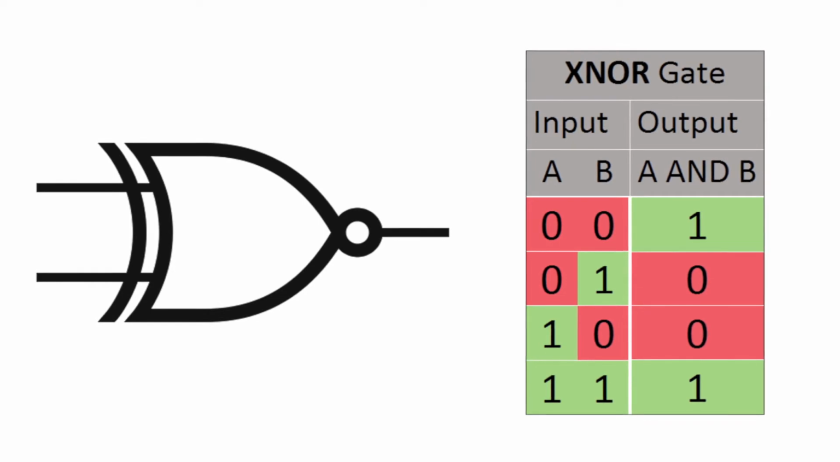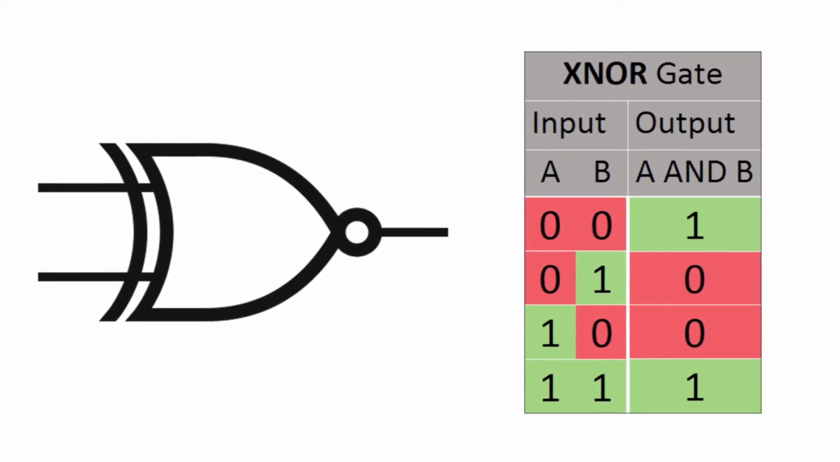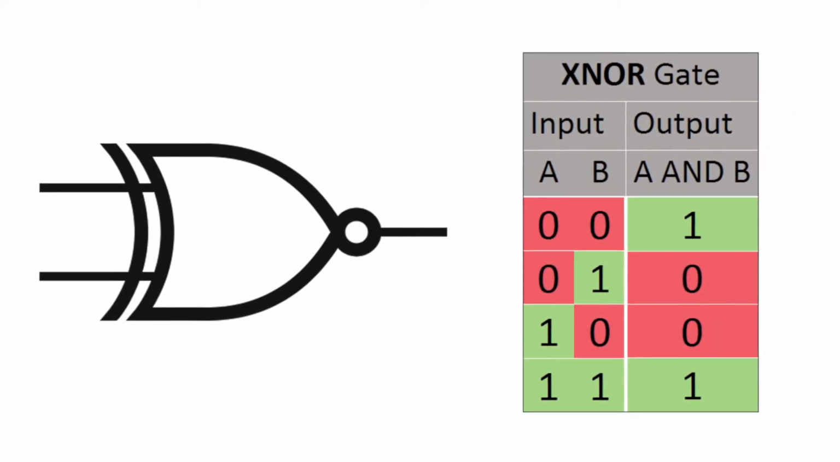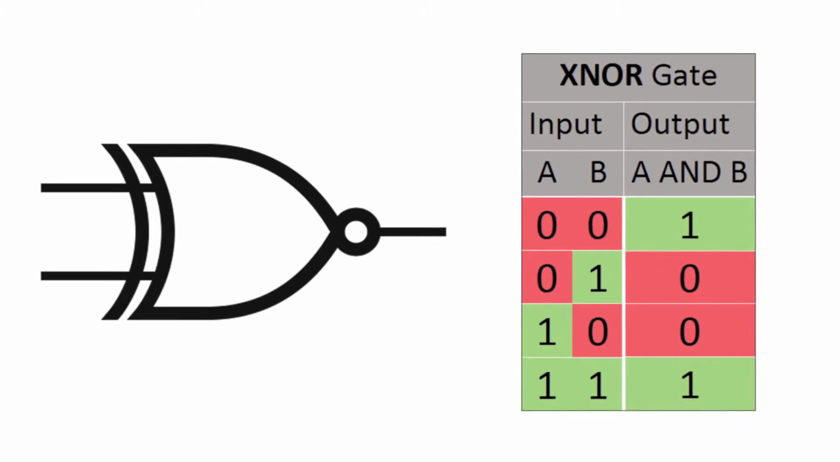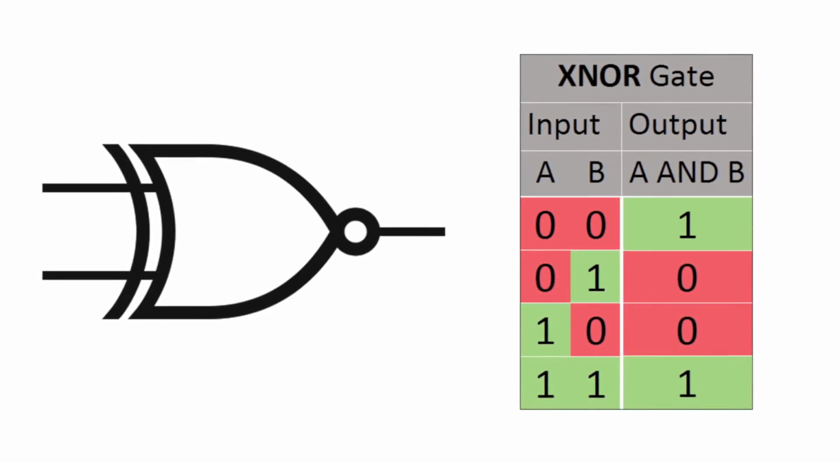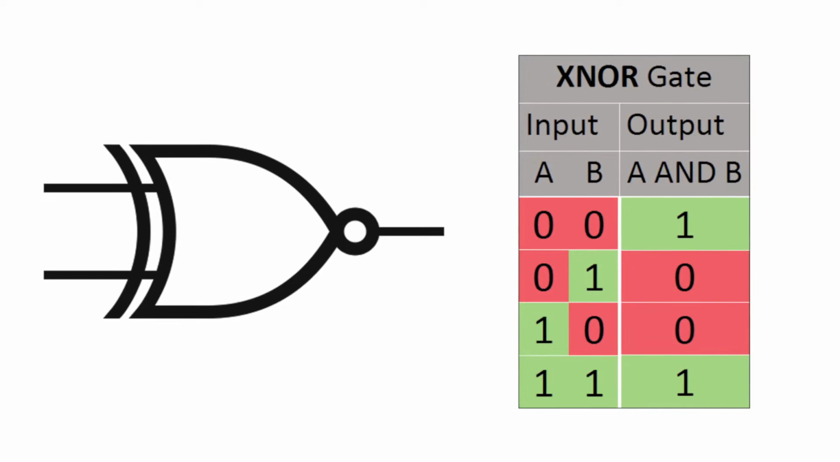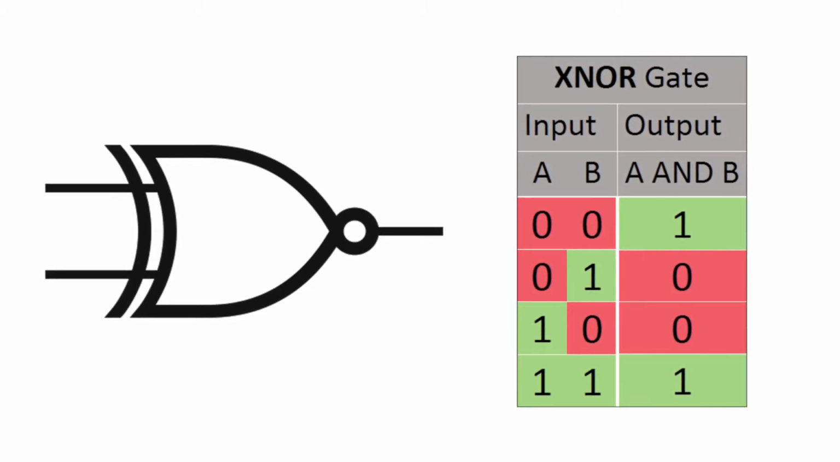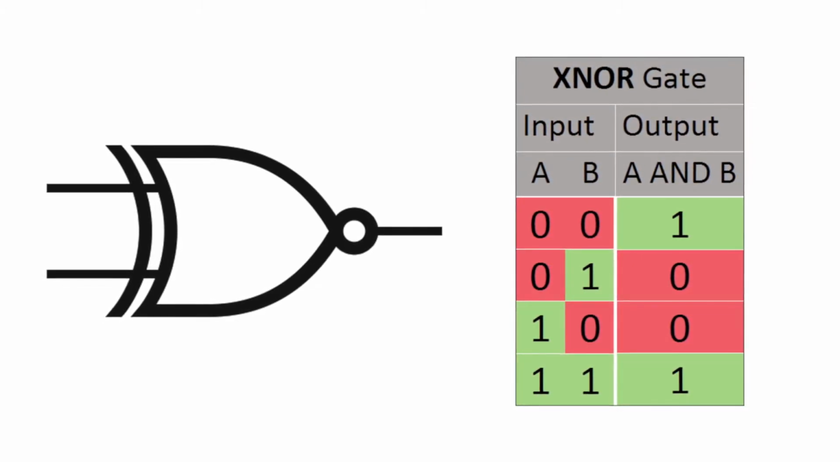XNOR gate. An XNOR gate, sometimes referred to by its extended name, exclusive NOR gate. The output of an XNOR gate is true when all of its inputs are true, or when all of its inputs are false. The output of the XNOR gate is true when both of the inputs are the same.